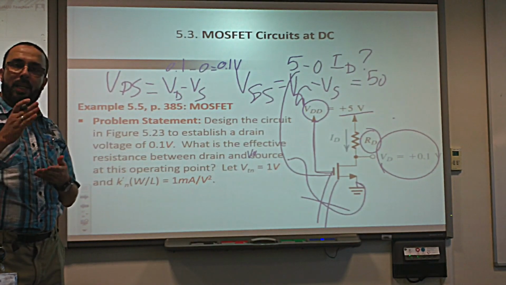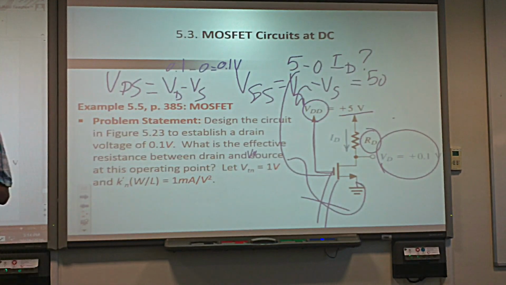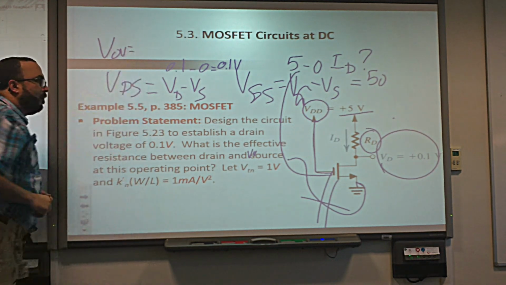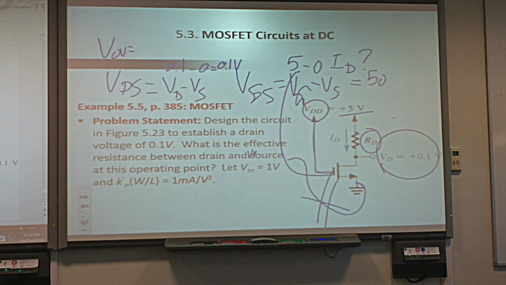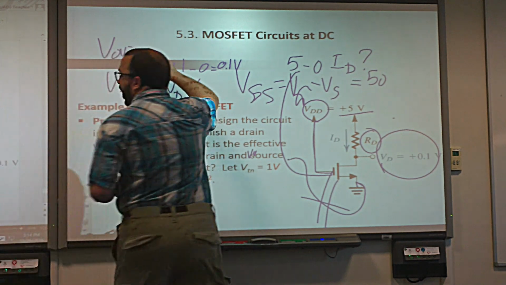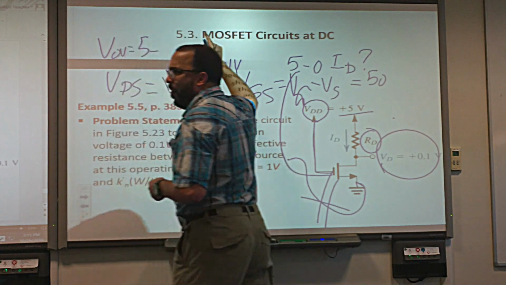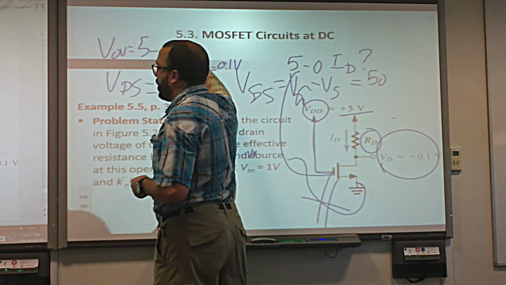If VDS is above V overdrive, we are in saturation, and we have the equation for that. If it is less than overdrive, we are in triode and we have different equations. Right? Very good. So how much is the overdrive? VGS is equal to 5. VT is equal to 1. So V overdrive is equal to?